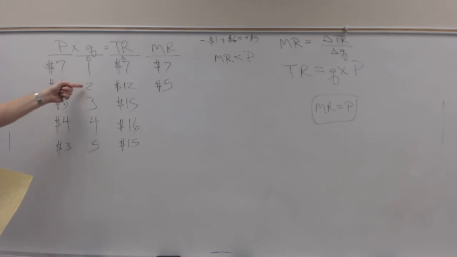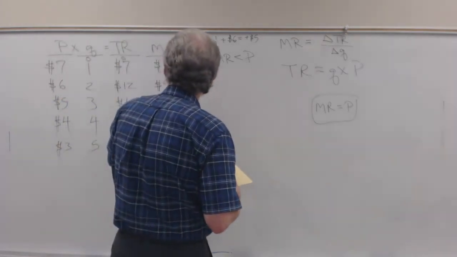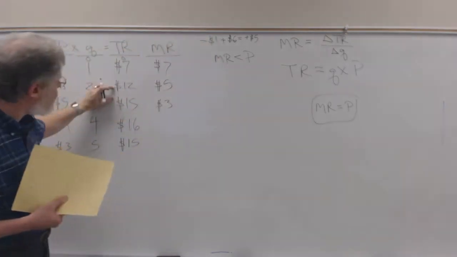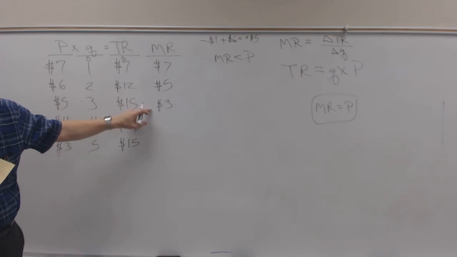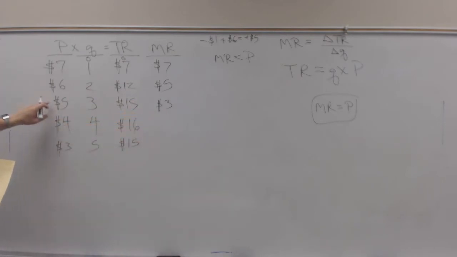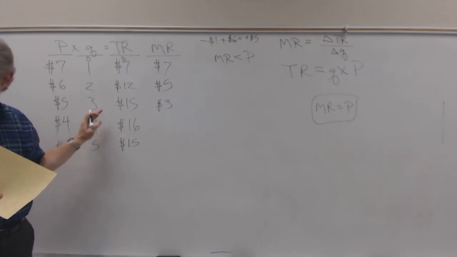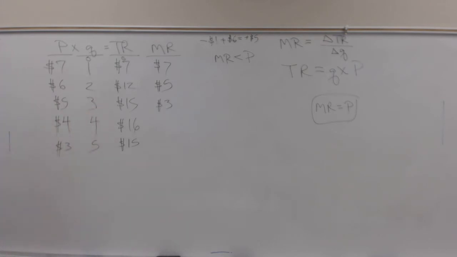When he decides to sell the third unit, total revenue goes from 12 to 15. Marginal revenue, the change, is $3. But he got $5 when he sold that third unit. Is he selling each unit for $5?